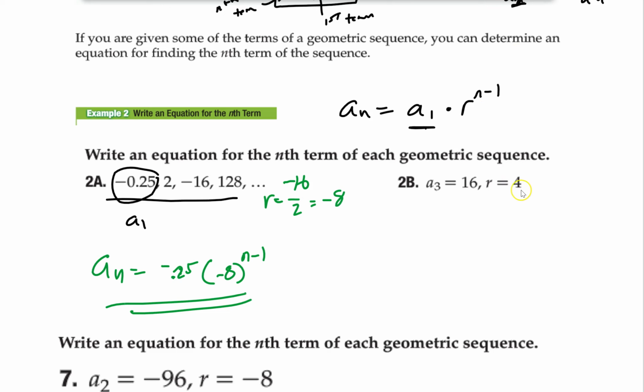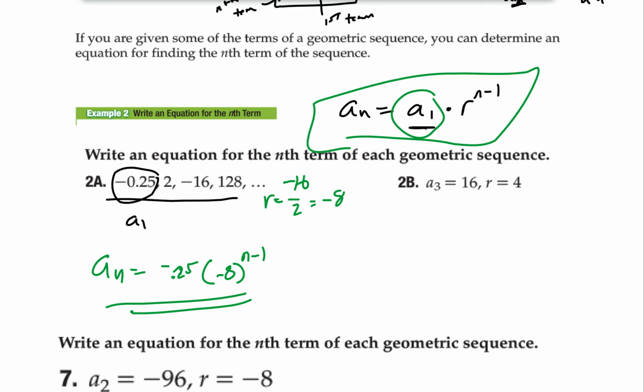Now look at this one. A3 equals 16, R equals 4. I'm trying to find this sequence. You know what's missing? A1. Remember what I said last time. Anytime you're missing a term, you go back to the original formula. So we're going to use this formula to find our A1. So look what we have. I have A3 equals 16. So that means when I plug in 3, I get 16. That's how that works, right? Plug in 3, you get 16.